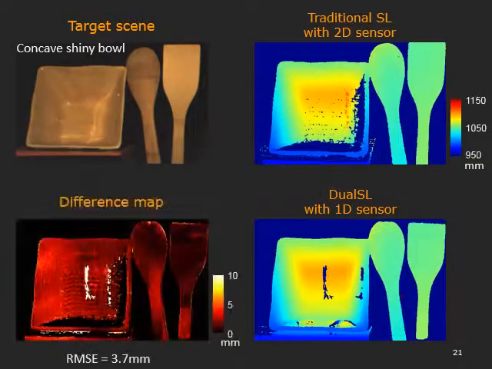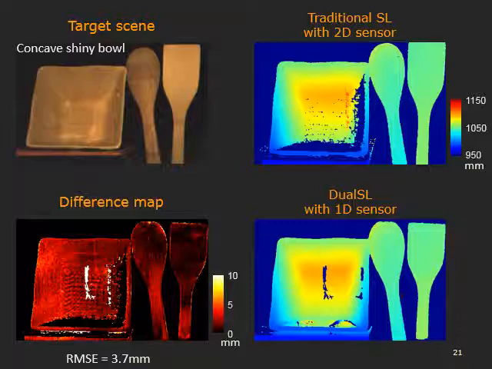Global illumination is often challenging for structured light systems. In this scene, we have a shiny bowl with a concave shape. Surprisingly, dual structured light works significantly better than traditional structured light. However, we note that the formal theoretical study of the effect of global light on dual structured light is beyond the scope of this paper.